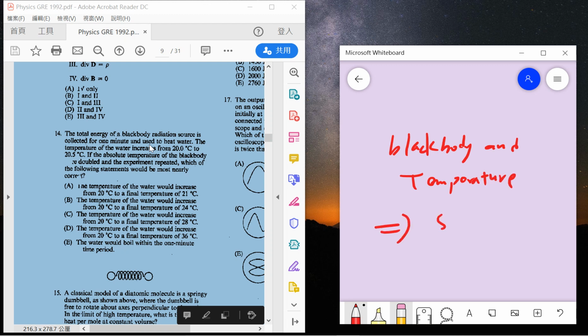What you need is Stefan's law. The power is proportional to T to the fourth. This question is very common.